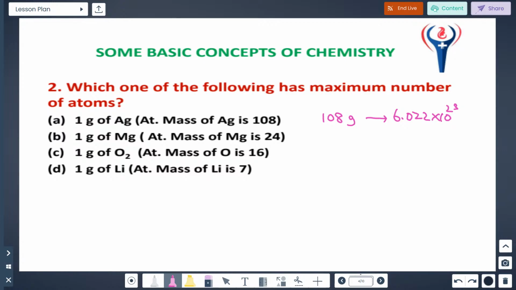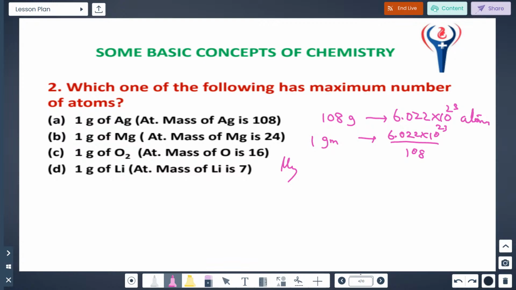So the atom only is there. Molecule is there, but they are asking only atoms. Then only we can consider 16 grams contains this number of atoms. Then if you take lithium, 7 grams contains this number of atoms, but they are asking only 1 gram. Suppose 108 grams contains this number of atoms. Therefore, 1 gram contains 6.022 into 10 power 23 by 108. This is for silver. Similarly for all, similarly for magnesium, what?